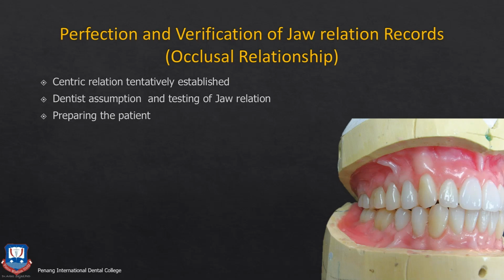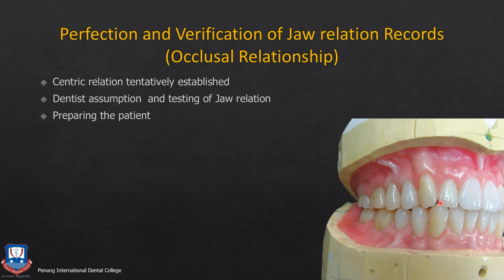Next, coming to the verification of the jaw relationship records. You need to verify the occlusal relationship, the vertical jaw relationship, and the centric or horizontal jaw relationship. So all these things are evaluated.